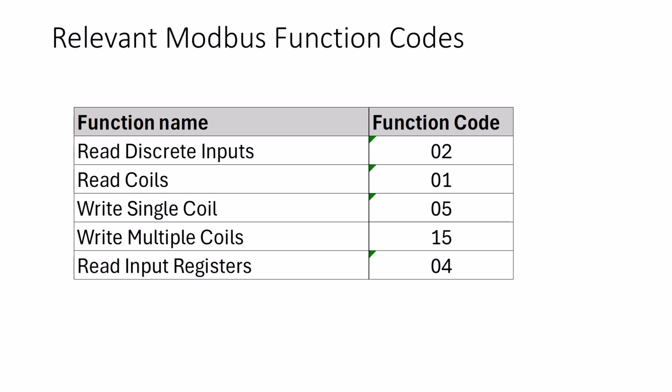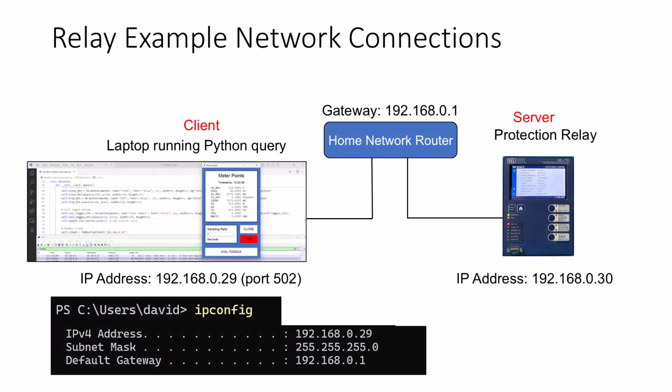Communication between a client and server uses a straightforward message format that includes a function code to specify the type of transaction. The table shown lists several common function codes used to access discrete inputs, coils, and input registers. In this example, we use Ethernet communication.